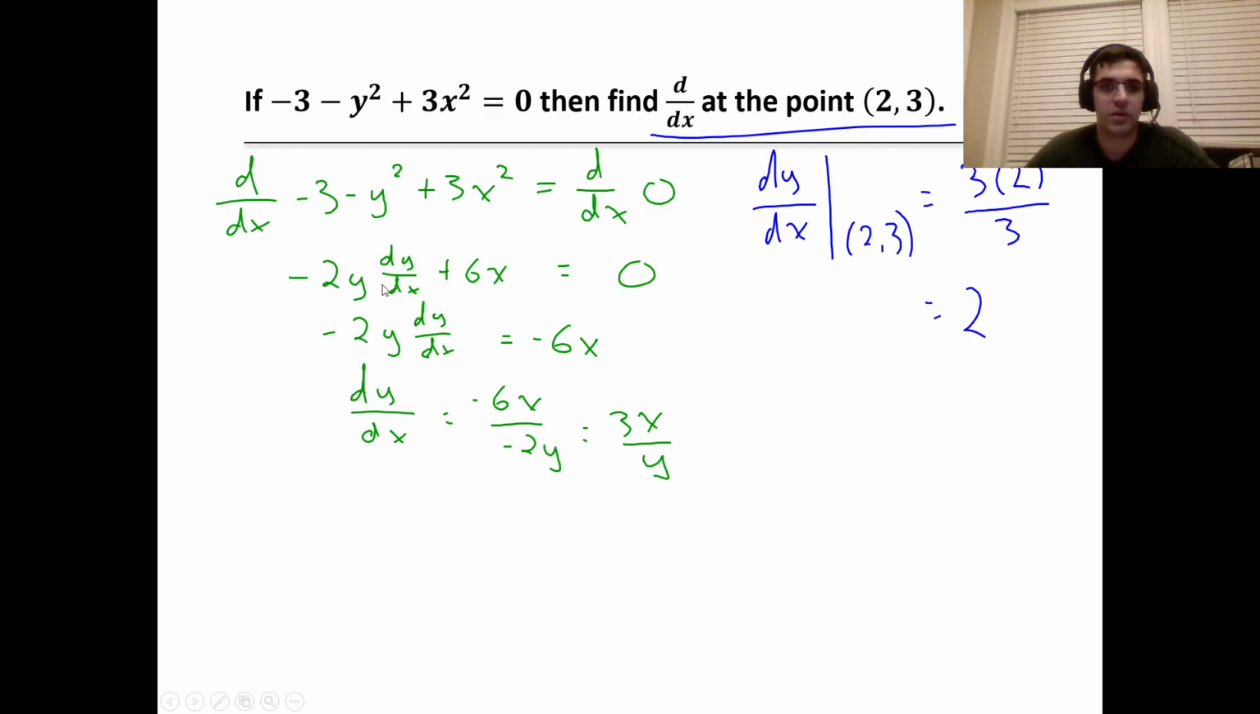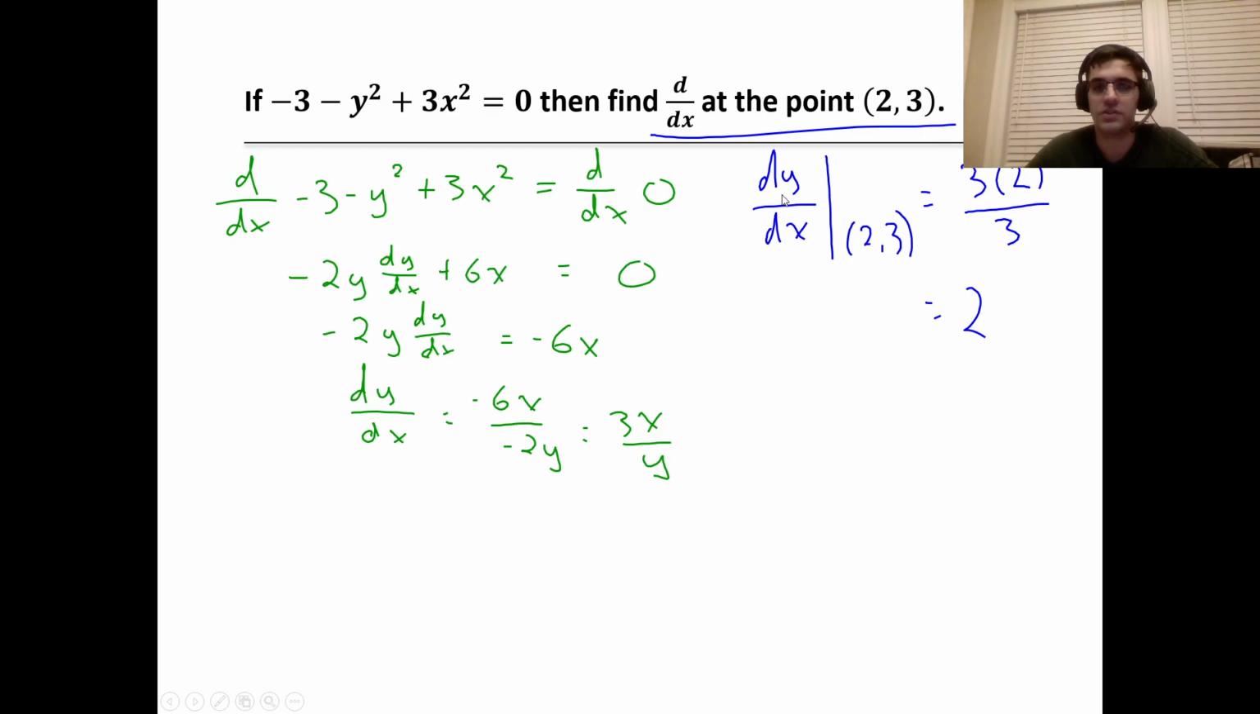So the second step we're going to do here is solve for the dy/dx. So I'm going to subtract 6x over to the right side and then divide both sides of the equation by the negative 2y. So I get dy/dx equals negative 6x divided by negative 2y, which simplifies to 3x over y.